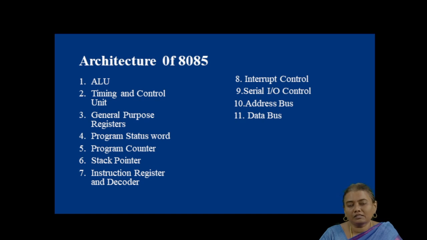And the next one is instruction register. This register is used to store the instructions in the program one by one. And the decoder is used to decode the instructions. That is, it is used to decode the instruction into machine language. The next one is interrupt control.